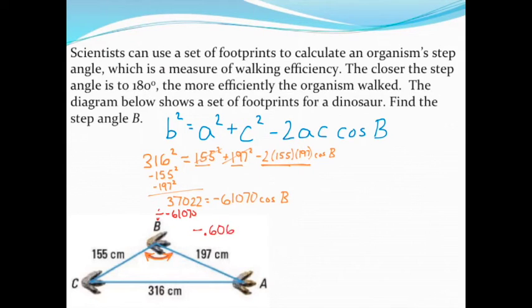Dividing that out comes out to be about negative 0.606. Try to round as little as possible. Use the full number if you can, but at least use a few decimal places. So negative 0.606 is equal to the cosine of B.